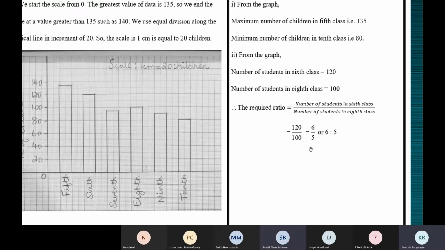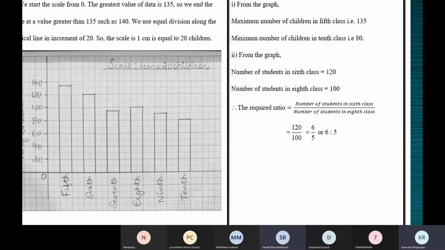Ma'am, can we divide 100 by 120? No, you need to find a ratio. This is what you should do. Cancel the 0. 0 and 0 will get cancelled. You have 12 by 10. And further dividing in the tables of 2, you get 6 by 5, which is 6:5. 6 by 5 is nothing but 6:5. So the required ratio is 6:5.